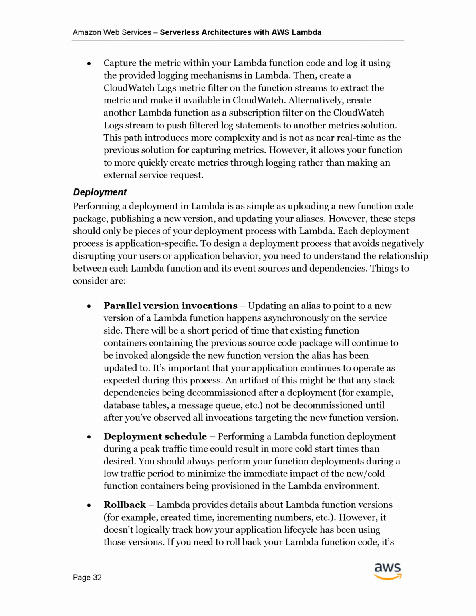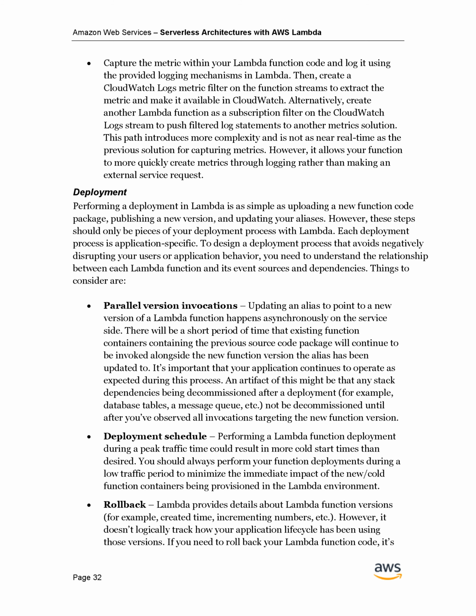Capture the metric within your Lambda function code and log it using the provided logging mechanisms in Lambda. Then, create a CloudWatch logs metric filter on the function streams to extract the metric and make it available in CloudWatch. Alternatively, create another Lambda function as a subscription filter on the CloudWatch logs stream to push filtered log statements to another metrics solution. This path introduces more complexity and is not as near real-time as the previous solution for capturing metrics. However, it allows your function to more quickly create metrics through logging rather than making an external service request.